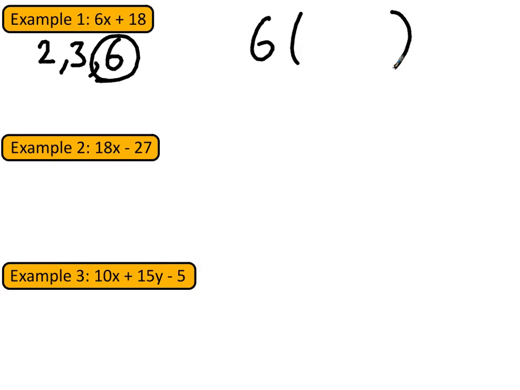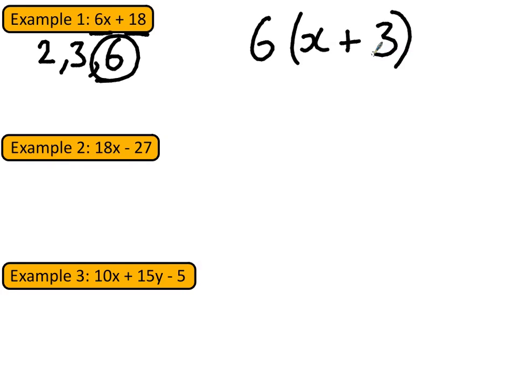Now, talk it through with yourself. What do I times 6 by to make that original 6x? Well, obviously, I times it by x. What is it that I times 6 by to make that 18? Well, I must have times it by 3. So the answer is 6 bracket x plus 3.